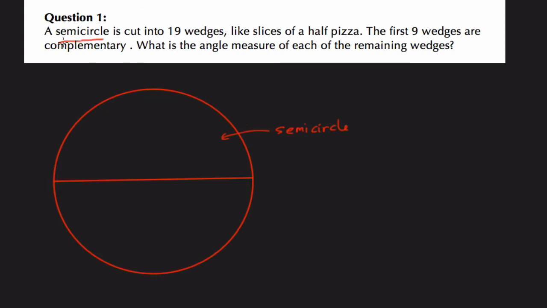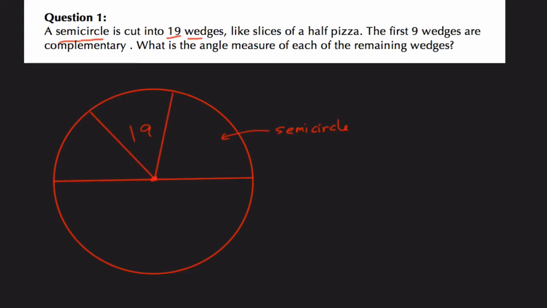And we know this semicircle is cut into 19 pieces. I'm not going to draw those pieces here. It would be kind of tedious. But I'm going to write it down so that I can keep track of what's happening. And they say it's like slices of a pizza, so you can imagine perhaps that each wedge looks like a pizza slice right here.